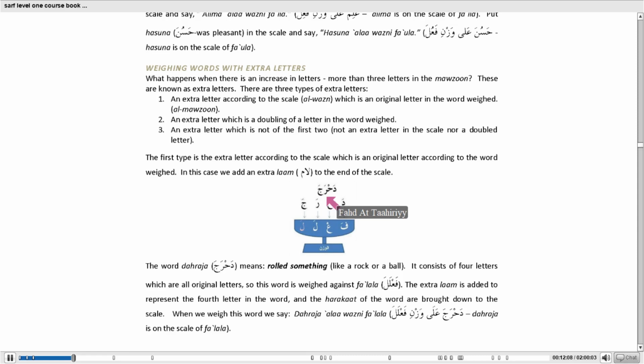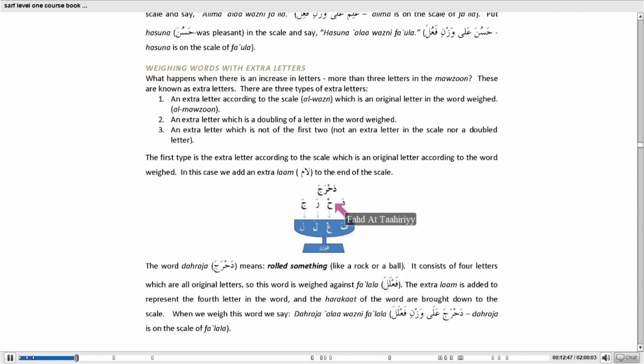We want to weigh it. So the first letter in the word is going to go on the first letter in the scale. So the dal here, we placed it over the fa. Now, what do we call the dal since it's over the fa? We call it the fa of the word, fa'ul kalima. Try not to forget this because this is important.